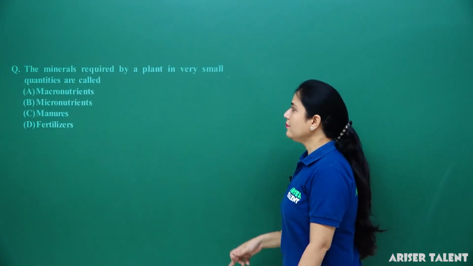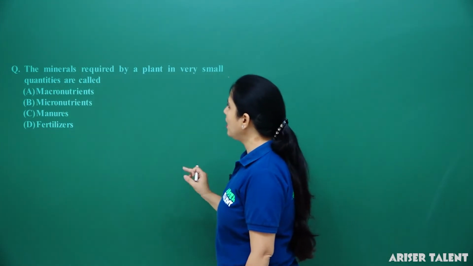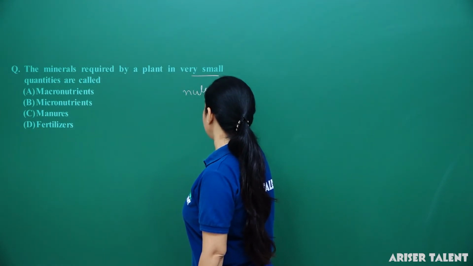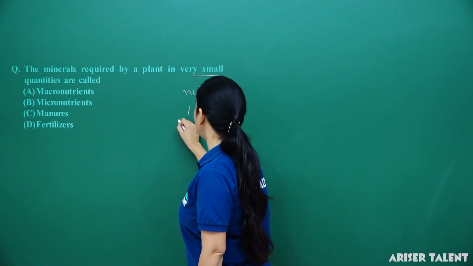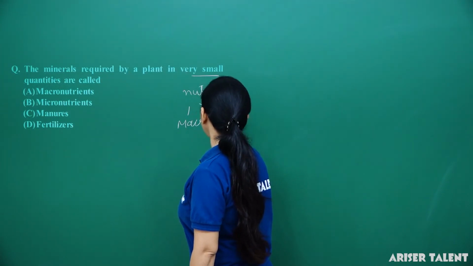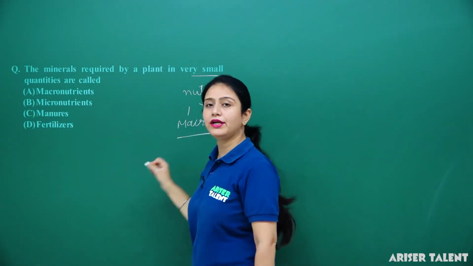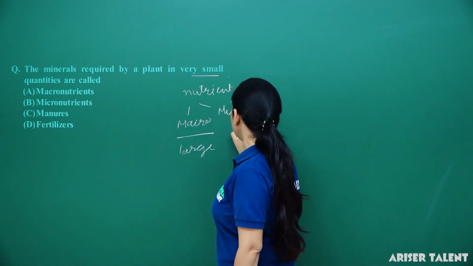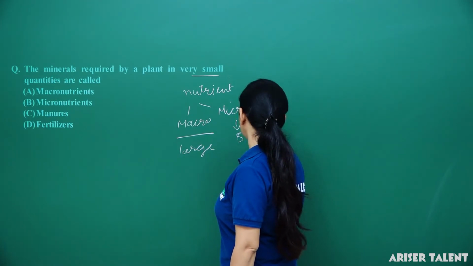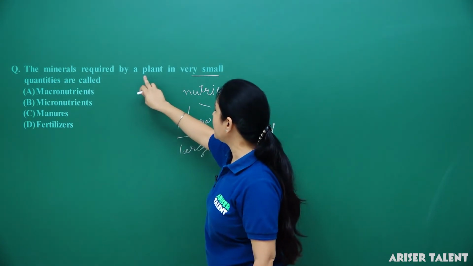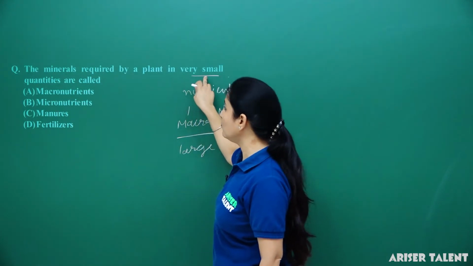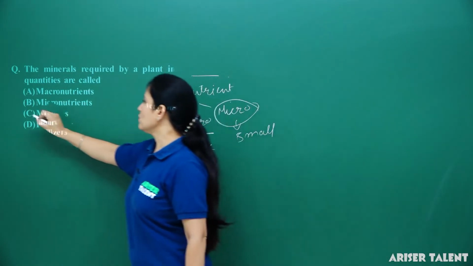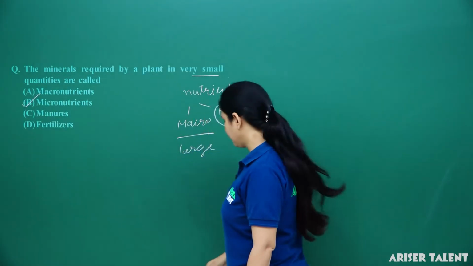Next is, the minerals required by a plant in very small quantities. As I told you, nutrients are of two types. What are they? Macro and micro. Macronutrients and micronutrients. So macronutrients are required in large quantity and micronutrients are required in small quantity. Okay, so here we are asked about minerals required by a plant in a very small quantity, what will they be? They will be micronutrients. So option B is the correct answer.